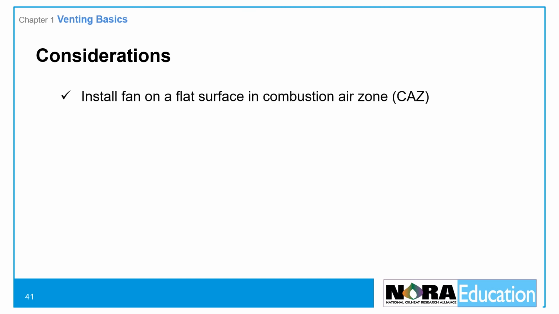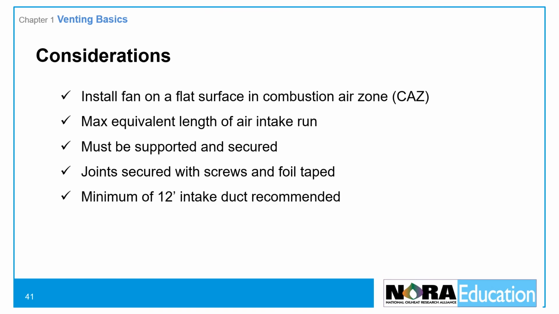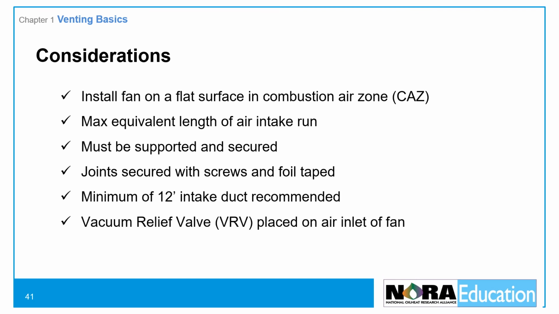The main factors that must be taken into consideration when utilizing a fan in a can are: the fan unit should be located on a flat surface in the combustion air zone. Each model has a maximum equivalent length of the air intake run, and elbows must be included in the calculations. The air intake must be supported and secured to prevent physical damage and joint separation. All joints and seams should be secured with screws and foil taped to prevent air leakage into the duct. A minimum of 12 feet of intake duct is recommended to temper the outside air being brought in.